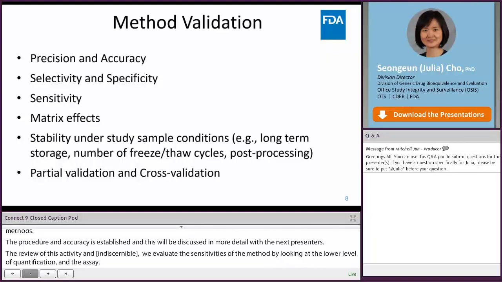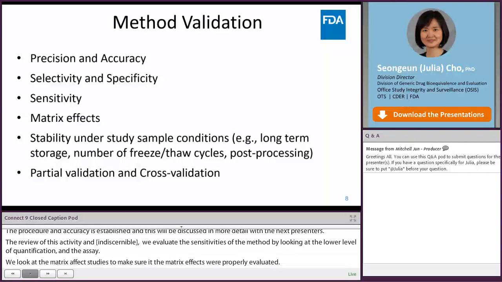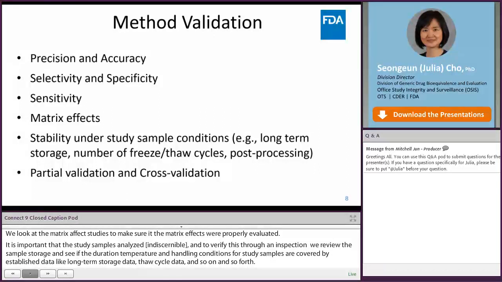It is important that the study samples are analyzed within validated stability conditions. To verify this, during inspection, we review the records for sample storage and movement and see if the duration, temperature, and handling conditions for study samples are covered by established stability data, such as long-term stability data, freeze and thaw stability data, and extract stability data, and so on. In addition, if there are any changes to the original method, we will look at partial and cross-validation to make sure there is an adequate bridge between the original and the revised method.